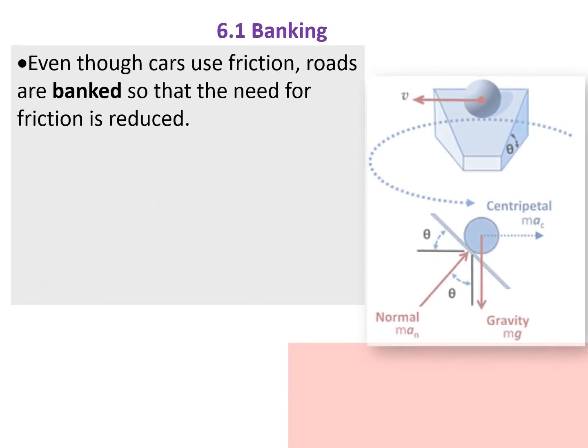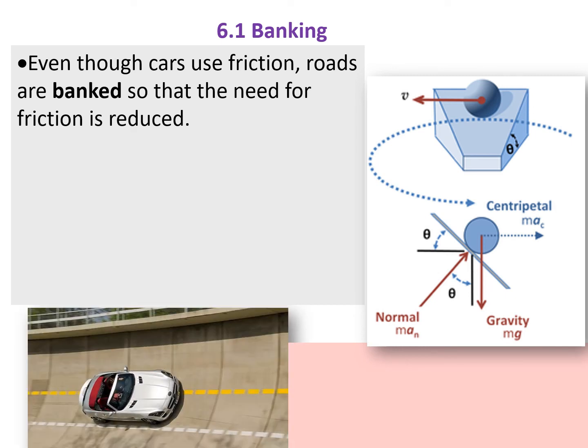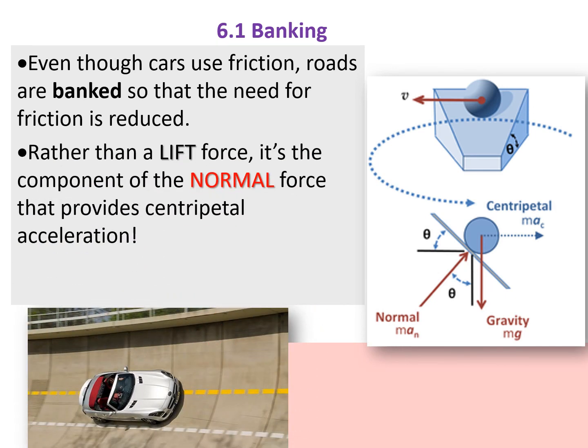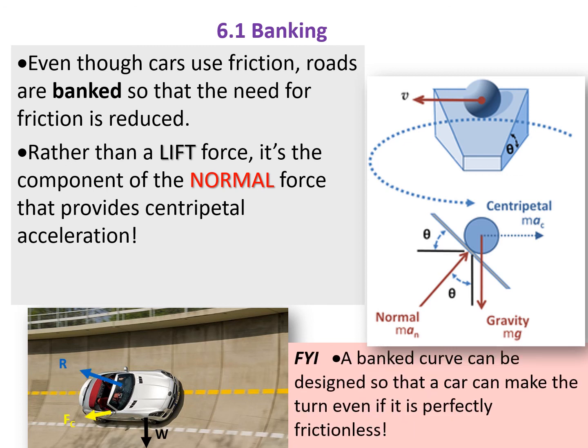Okay, so even though cars use friction, roads are banked so that the need for friction is reduced. This means that rather than a lift force, it's the component of the car's normal force that provides centripetal acceleration, that gives rise to the force. A banked curve can be designed so that a car can make the turn even if it is perfectly frictionless. The greater the angle, the greater the centripetal acceleration, the faster the car can travel.